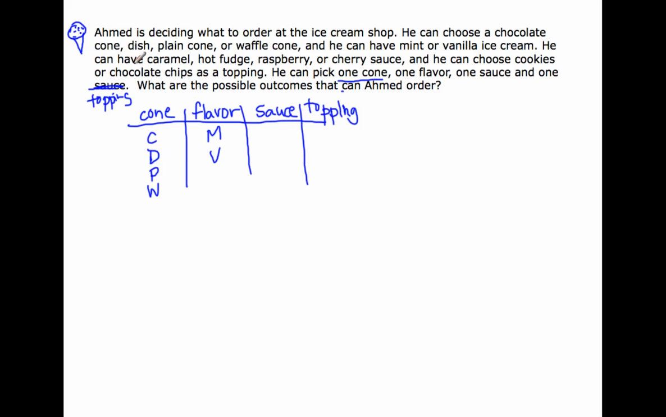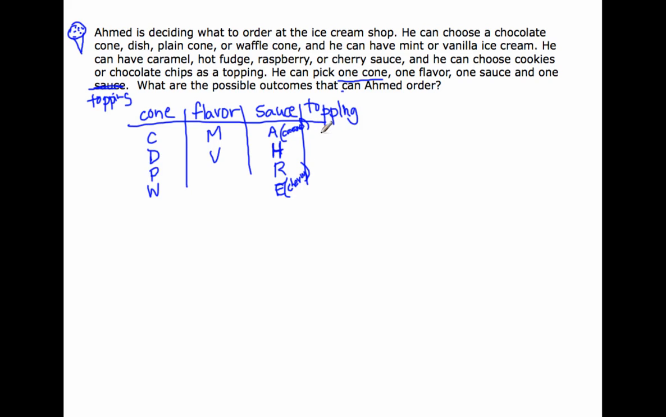He can have caramel. I'll put A for caramel. Let me just list that there so it makes sense this time. Hot fudge. Notice how I'm keeping record so that I don't repeat any letters so I don't get confused. Hot fudge, raspberry, or cherry. I'm going to put an E for that. So I already have a C and I already have an H. That's cherry.